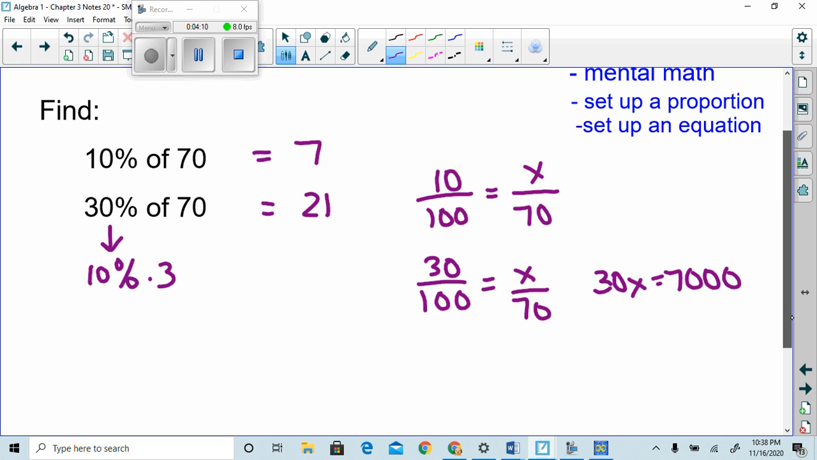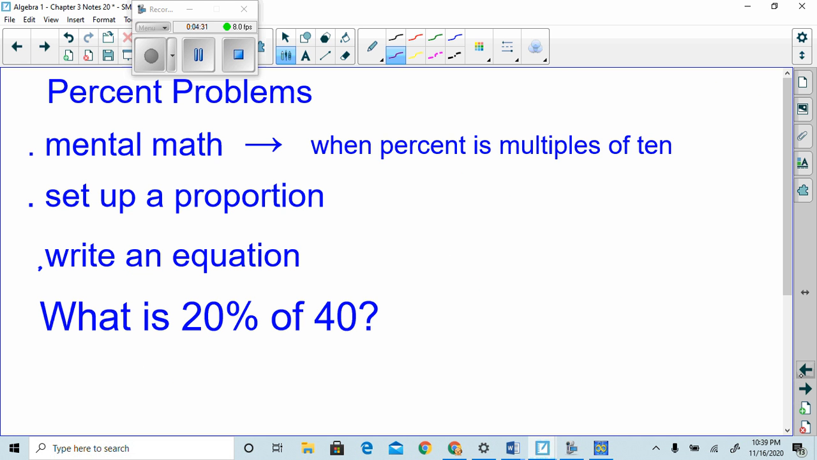To set up an equation, I take that percent and convert it to a decimal. There was a reason why we were working on that skill. Of means multiply. 70 equals x. Okay, so I'm not going to put this times symbol here. I'll just put a dot. I'm going to multiply, and that'll give me my answer. So mental math, when the percent is a multiple of 10, set up a proportion, or write an equation. Let's do all three with this problem.